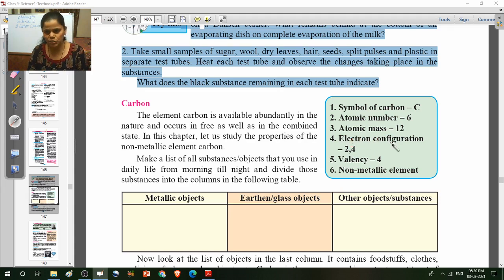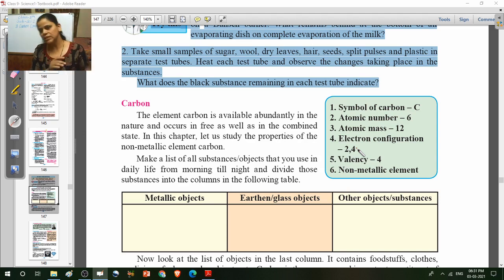Electronic configuration 2, 4. That means the limit of the first shell is maximum 2 electrons, and in the second shell the remaining 4 electrons are there. So 2, 4 is the electronic configuration of carbon. Then valency. In the outermost shell there are 4 electrons. So the valency of carbon is 4.